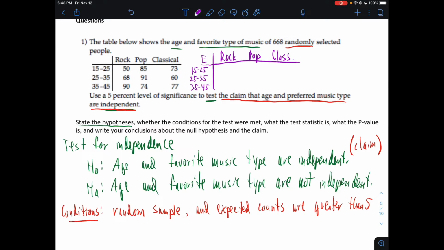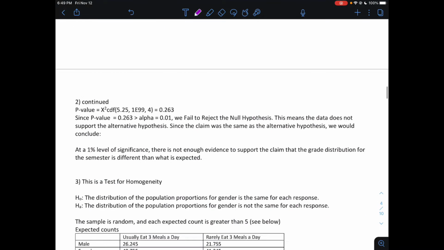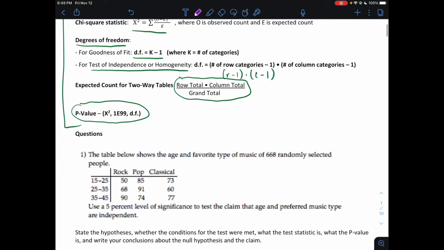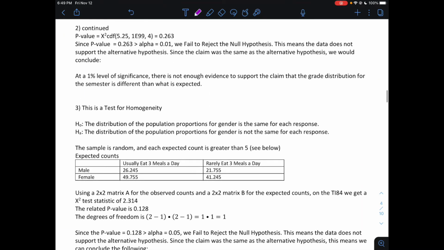Now, for the sake of this review, it is good for you to practice making these expected counts yourself. So I'm going to do a couple just to show you this. So one thing that we do need for our expected counts are the totals, because we're going to need row totals and column totals and the grand total. We know the grand total for number 1. It's the 668 that were in the sample.